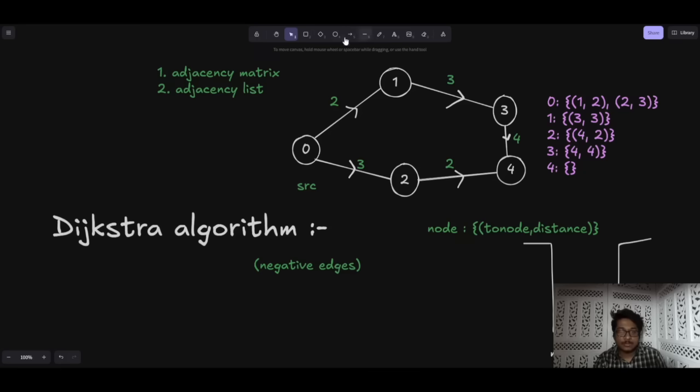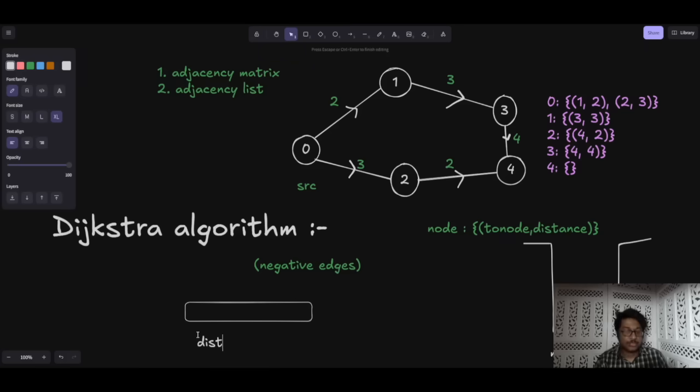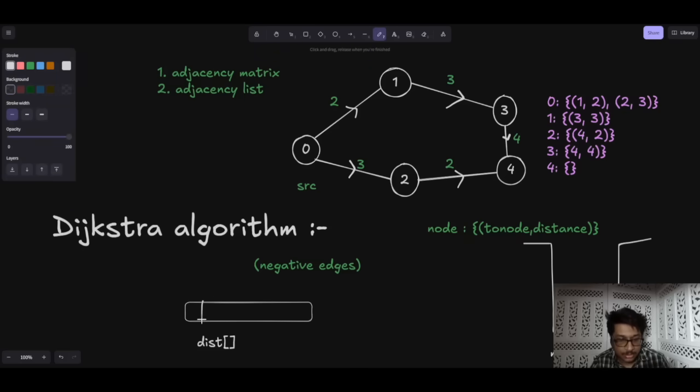Other than that, I have to maintain a distance array. In fact, I have to maintain two arrays essentially. One would be the distance array, which would store the final distances of all the nodes from the source. So you'll have indices 0, 1, 2, 3, 4. The distance of 0 to 0 is always 0. Others you can mark as infinity at the beginning, because I need to find the shortest distance, and whenever you find the minimum, you initialize with the int max value. That's what I'm doing here.